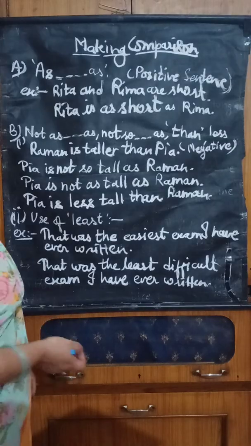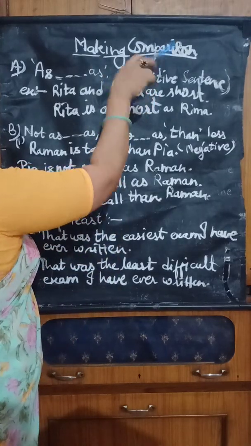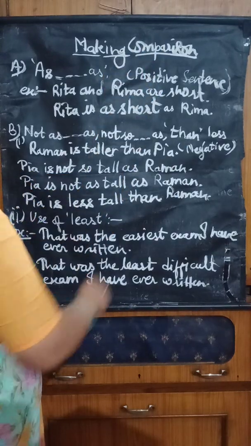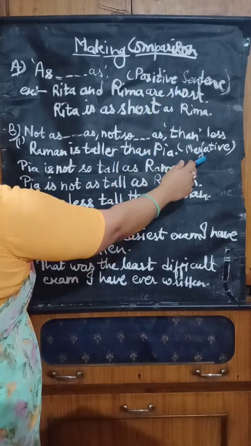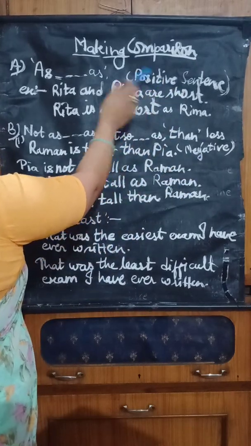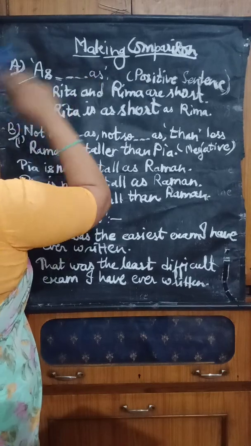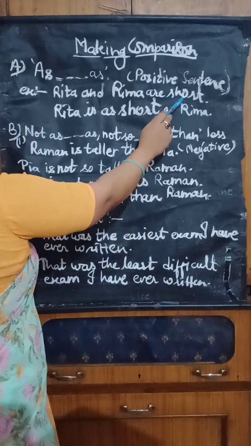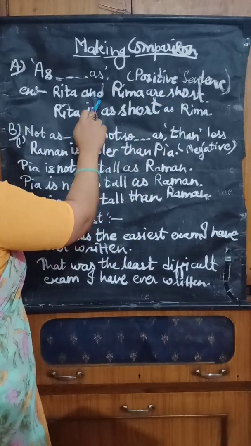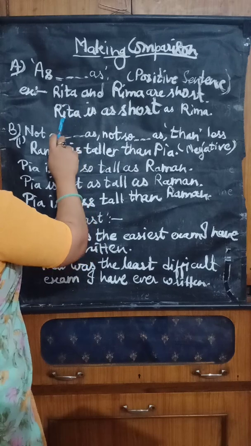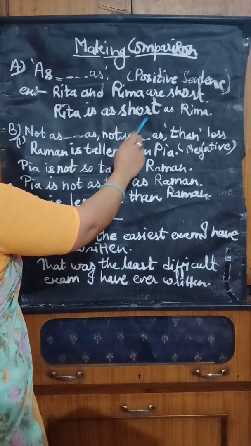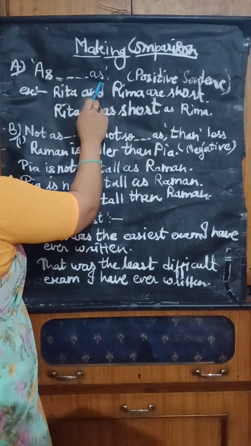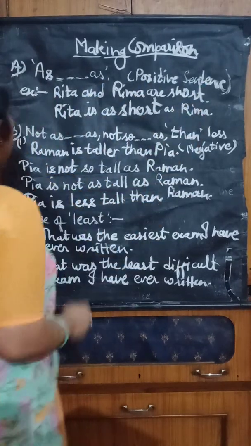Now let's discuss making comparison. That can be of different types, basically divided into two categories. The first one is for the positive sentence and the second one for the negative one. For the positive one, we are using the words as and as. See the example: Rita and Rima are short. It is a positive sentence. We can write the same sentence like Rita is as short as Rima. So here the words as and as we can use for the positive sentence.